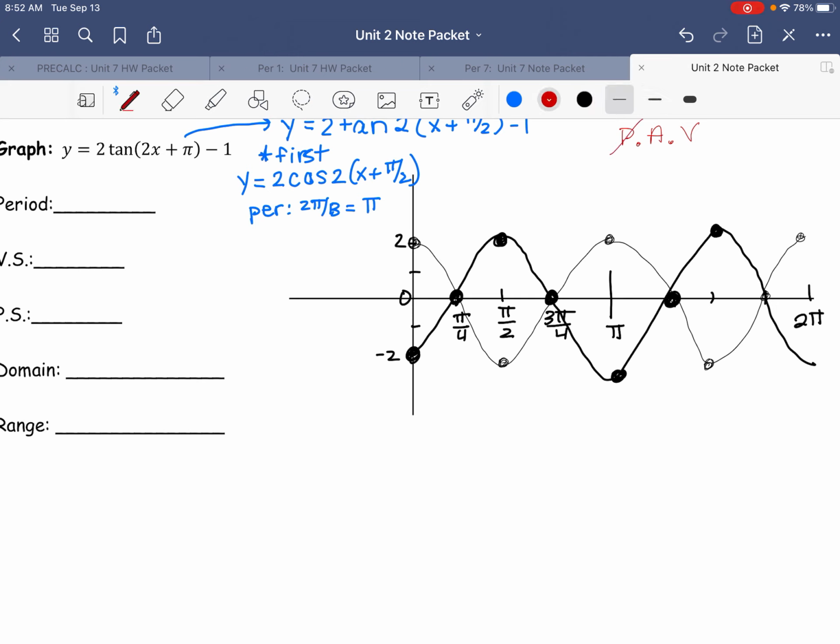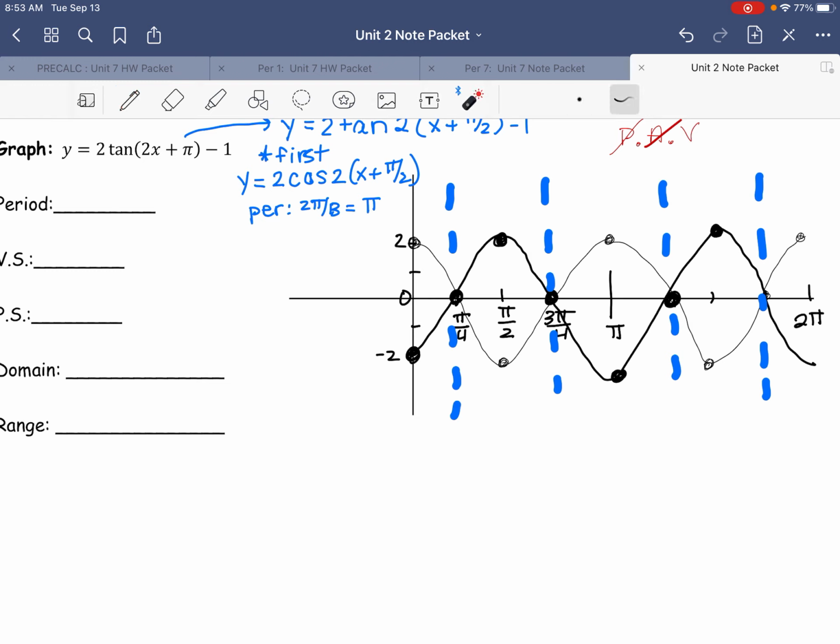So now I've done my phase shift. Now it's time for asymptotes. So now I'm going to put asymptotes. And notice they actually were in the same exact spot as before shifting them, because when I shifted, I stayed on the same spot on the x-axis. That doesn't always happen. So I put my asymptotes in. Now I'm ready for the vertical shift.